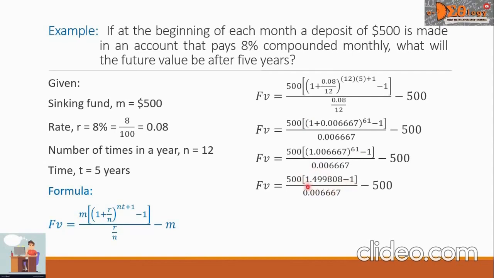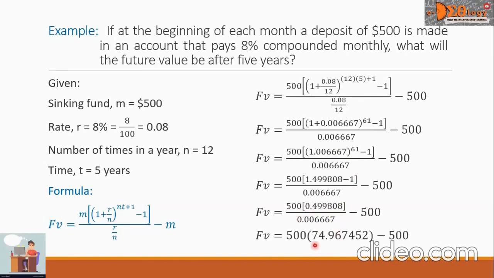So the whole number here of the decimal will simply be deleted, and only the pure decimal will come down. So we have now 0.499808. In our book, we can see that this decimal here is divided into the decimal down here. So we can follow that pattern. And the quotient will be 74.967452. So we copy that 500 down here, and the minus 500 is still here.